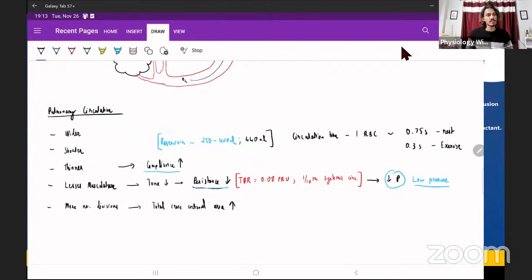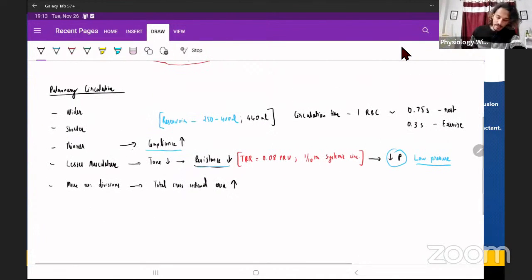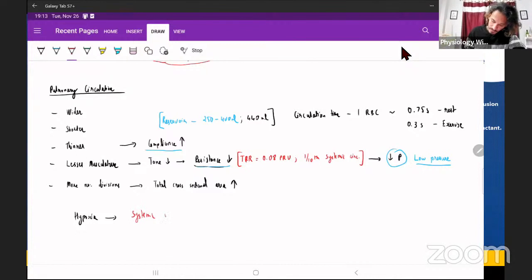So again, if a question comes, what are the peculiarities or specific peculiarities of your pulmonary circulation? How do they differ from your systemic circulation? You can jot down all of these points. Just one more peculiarity. Generally, when there is any sort of a hypoxia in the systemic vasculature, there is generally going to be a vasodilation.